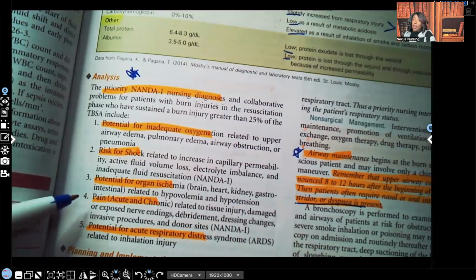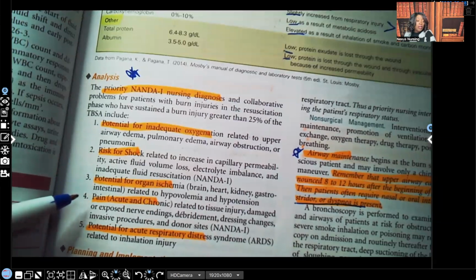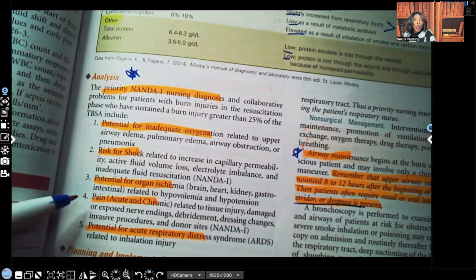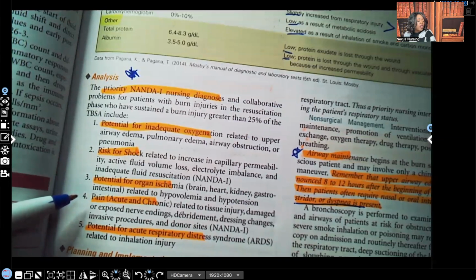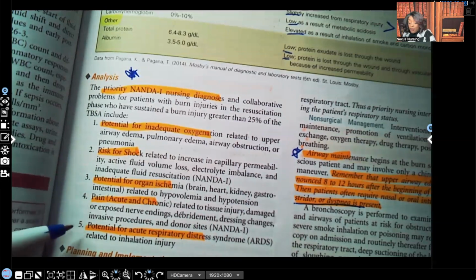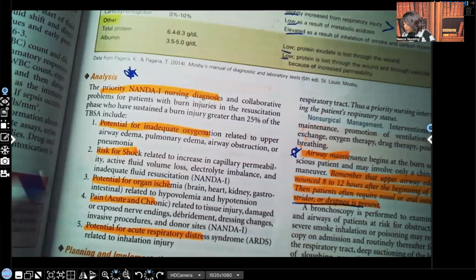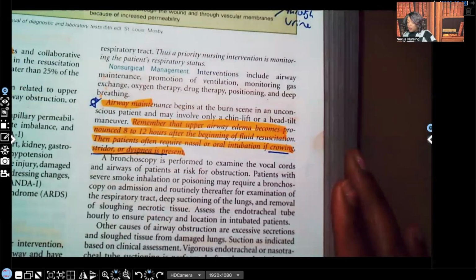4, pain. I'm telling you guys, pain never killed anyone except for specific situations, and burns is one of them. You have to address pain. You have to treat pain as you would any other physiological status. That patient is going to get narcotic opioids. Potential for respiratory distress. Absolutely. Airway maintenance, that's our number 1 priority. If that patient's not breathing, we don't care about anything else.